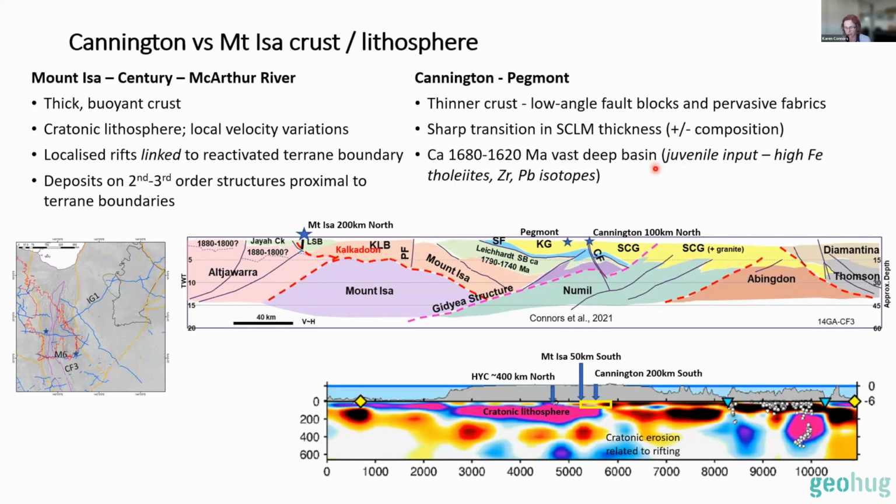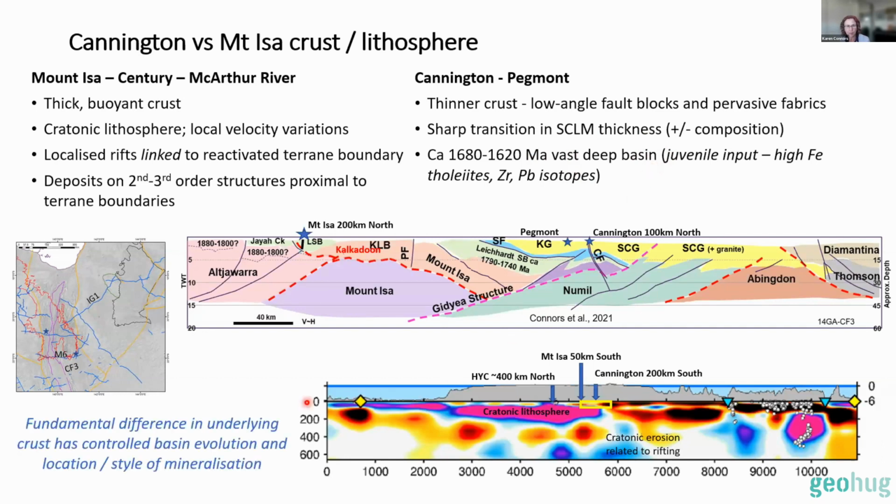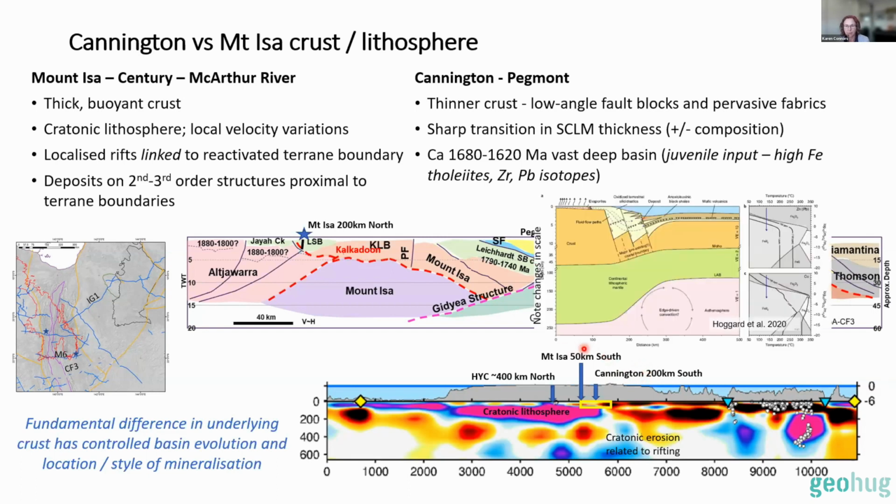And we see that clear juvenile input. So that fundamental difference in the underlying crust and lithospheres controls the basin evolution, as well as probably the location and style of the mineralization in terms of Cannington versus Mount Isa style.